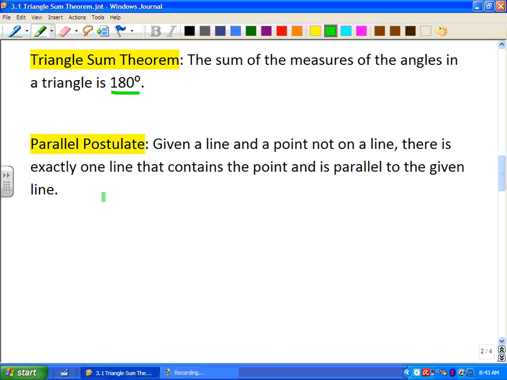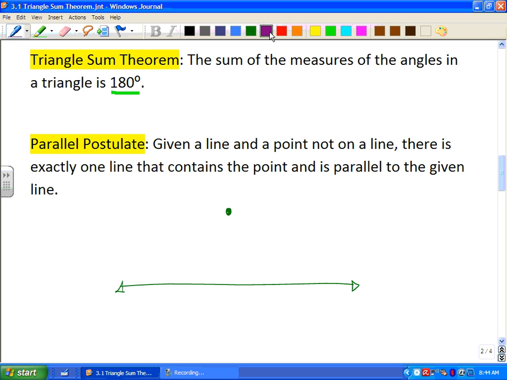The next postulate is the parallel postulate, and it's kind of out of the blue right now, but it's in here. All right, it says given a line and a point not on a line. All right, so I have a point and I have a line, a point not on the line. All right, so that's what I got.